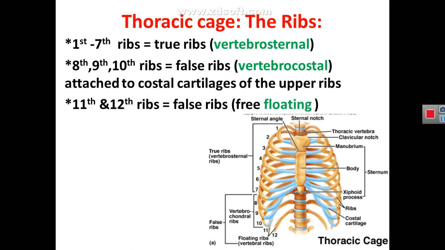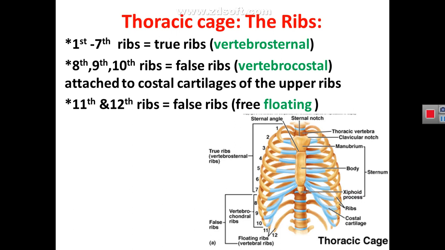First, the ribs. Generally, the terminology of the ribs is applied according to the attachment of these ribs. As you can see, the first to seventh ribs are attached posteriorly to the vertebra, while they are attached anteriorly to the sternum. Thus the ribs from 1 to 7 could be termed vertebro-sternal ribs, and another name for these vertebro-sternal ribs is true ribs.